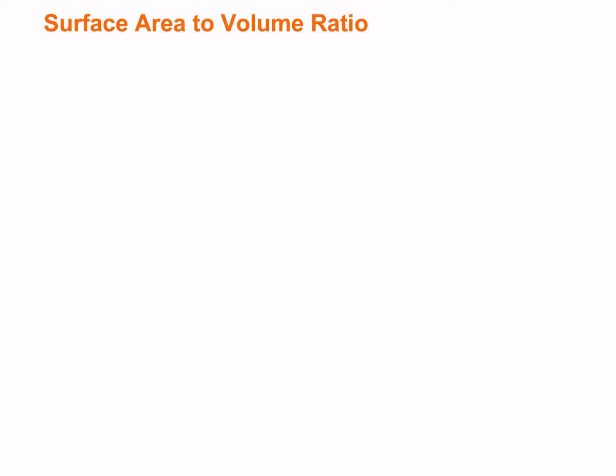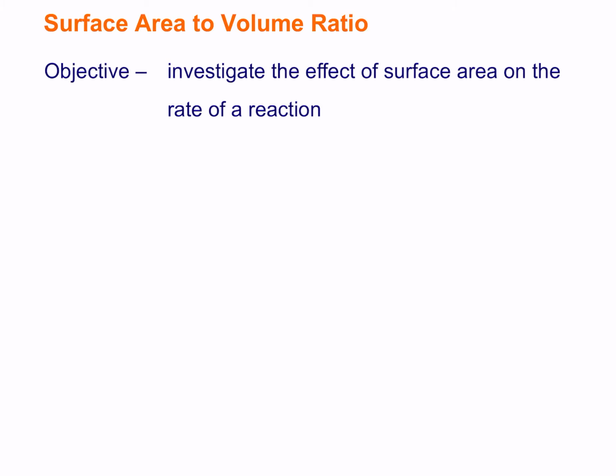So you're going to need some file paper. You're going to write the title, Surface Area to Volume Ratio. We're looking at how the surface area to volume ratio affects the rate of reaction. We're going to investigate the effect of surface area on the rate of a reaction. You might want to pause the video where you write the title and the objective down.